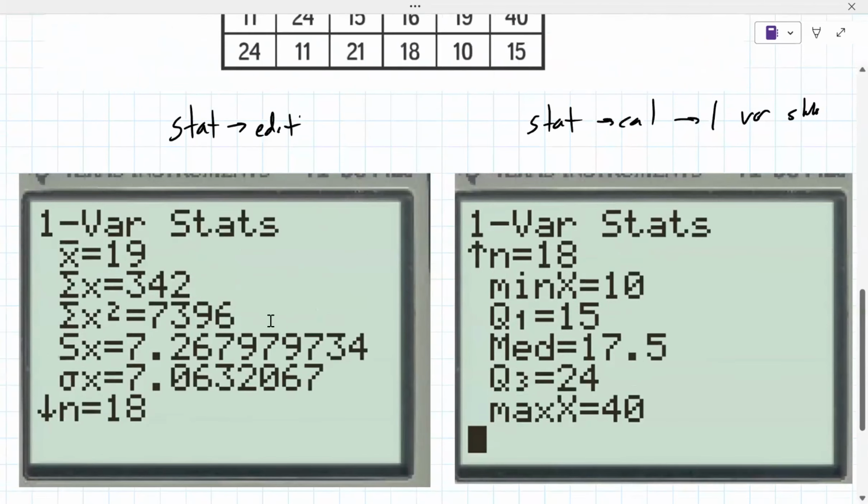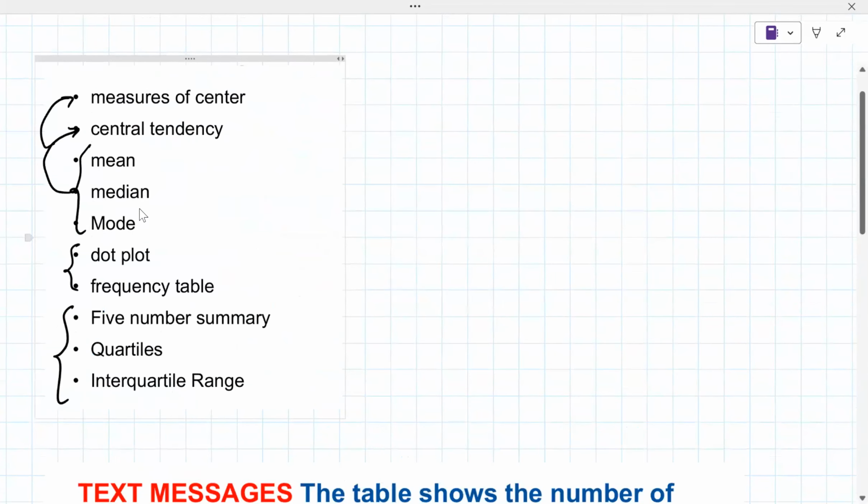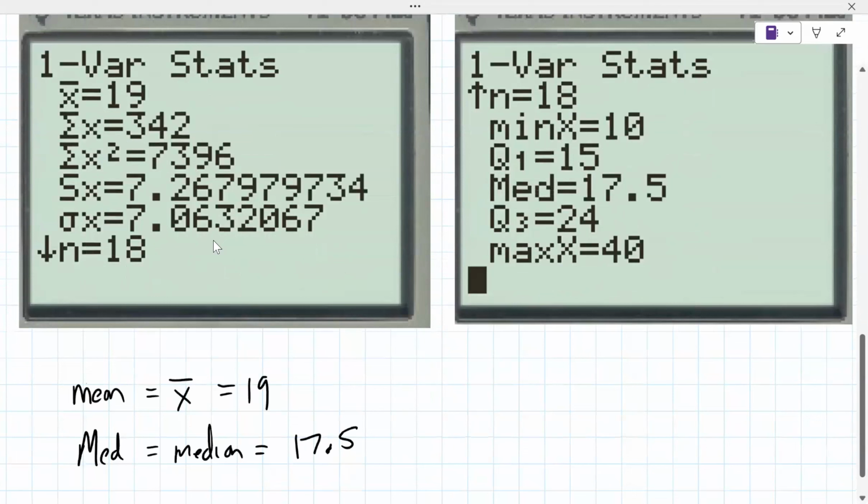All right, so if we go back up and look, we get the mean and the median, that's no problem. Dot plot, frequency table, we'll talk about that. The 5-number summary you do get. So that's over here. The 5-number summary is this right here.